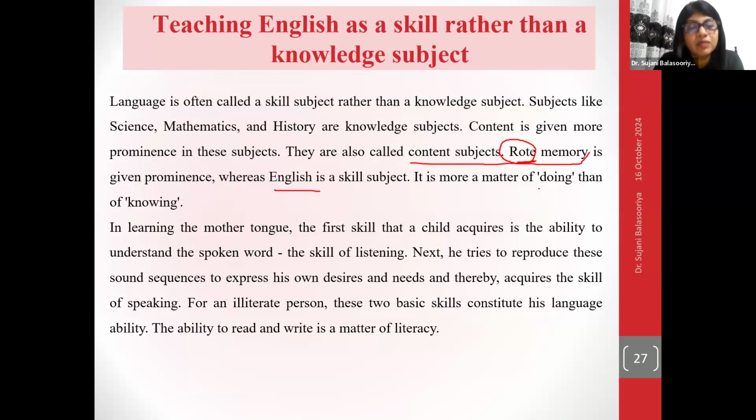Right? Now think about again the mother tongue. In learning the mother tongue, the first skill that a child acquires is the ability to understand the spoken word, the skill of listening. Then he tries to reproduce these sound sequences to express his own desires and needs and thereby acquires the skill of speaking. Right.